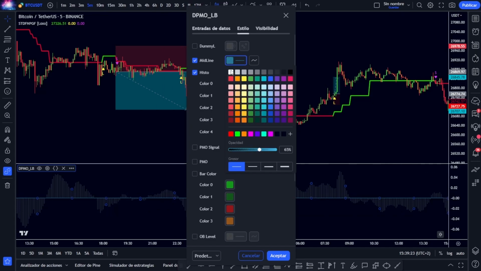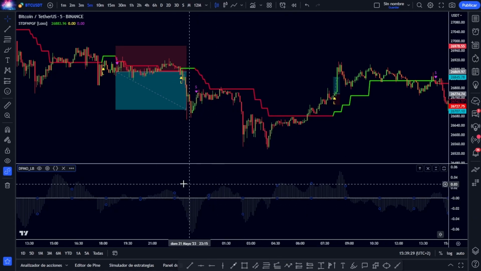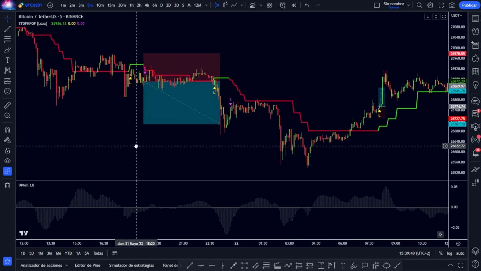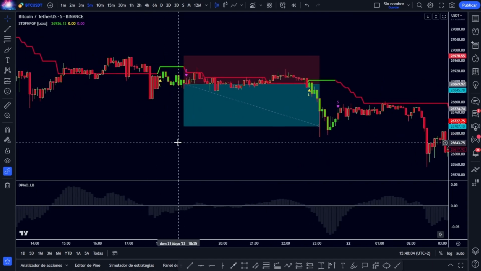The average line of value 0, we are going to place it, for example, in white color. We give it a little more opacity so that visually it looks better, and thanks to this second indicator we implement a new rule. It is very simple.